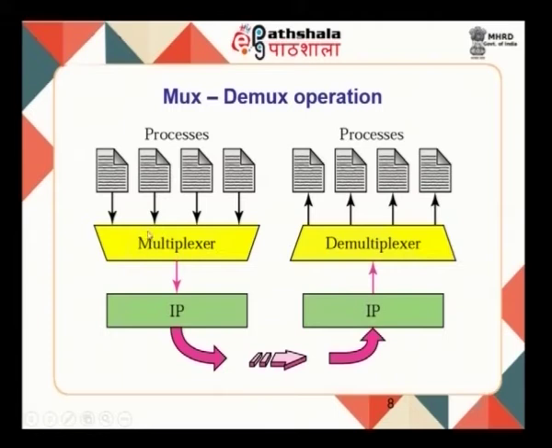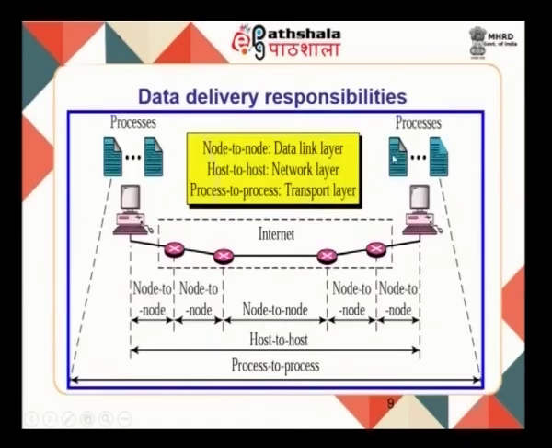As I said, in this mux demux operation, you can see that there are multiple processes on this side and similarly multiple processes on the other side. This is the job of the multiplexer here, that is this is what the transport layer is doing, taking from the corresponding process and passing it on to IP to be delivered across the network and to be demultiplexed on the other end and passed on to the correct process at the receiving end.